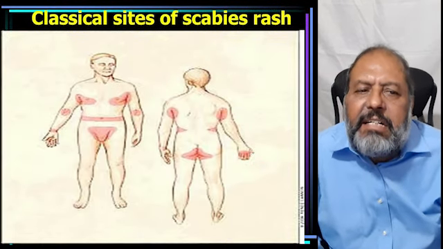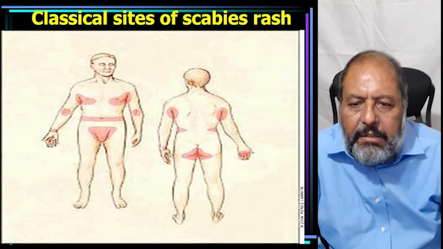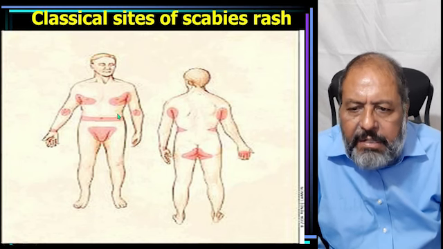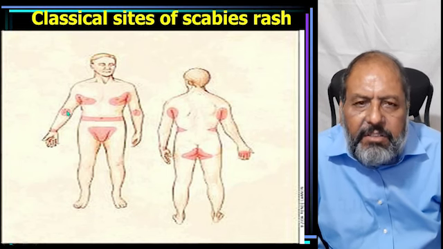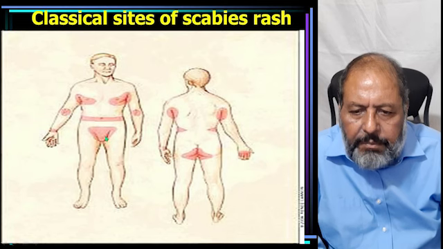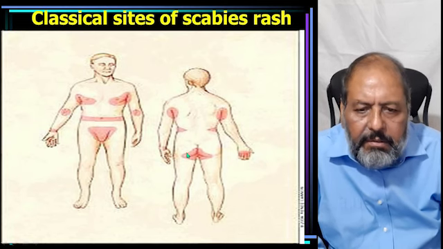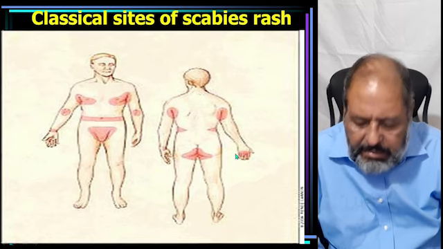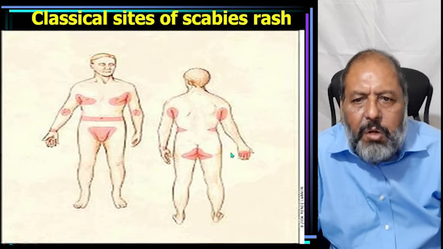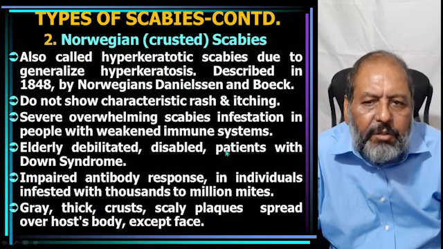Now, the classical sites of the scabies rash are, as one can see, the armpit, the flexor surface of the arm, inguinal area, belt line, buttocks, and palm of the hand. These are the most common and classical sites.